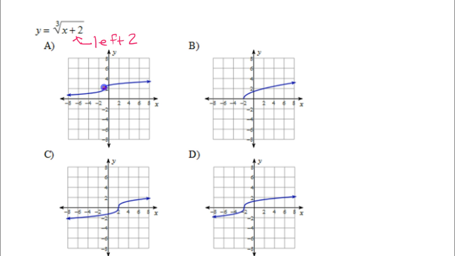So I'm looking at the center. B is out because it doesn't even have the full wave, so forget about that. So look at these centers. All right, which one of these is simply to the left 2? Well, that would be D. All right, this is the only one where the center is just to the left by 2. So the answer is D.